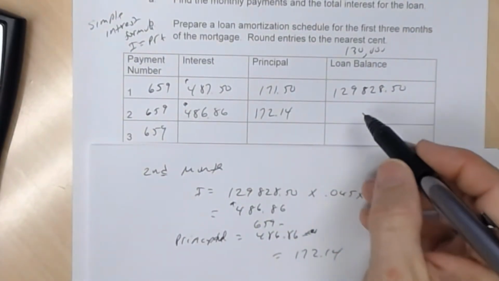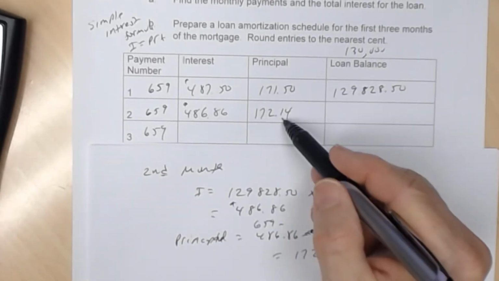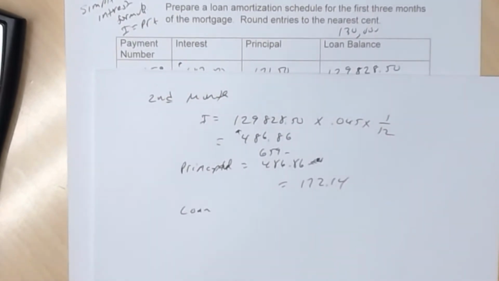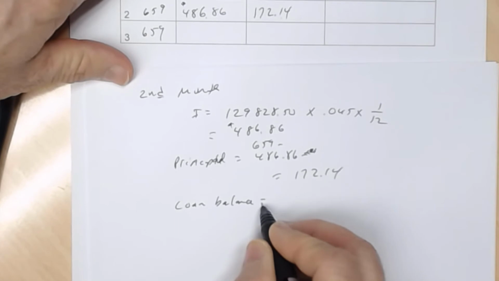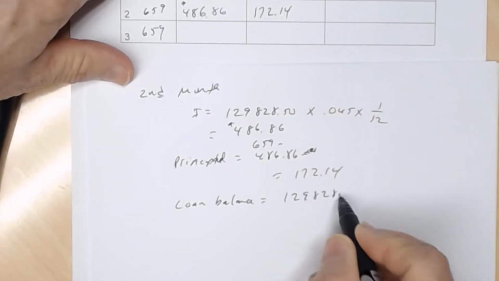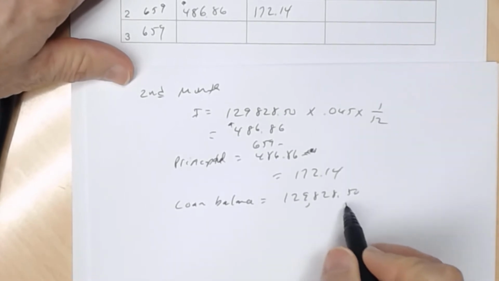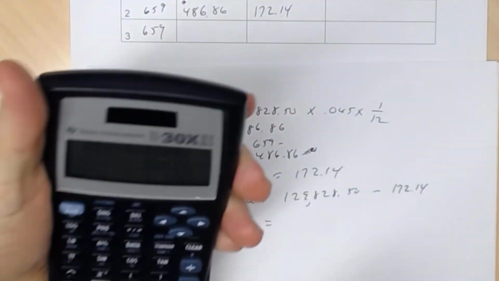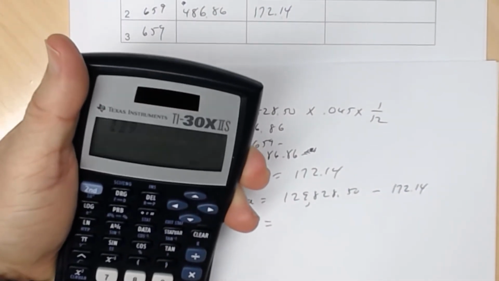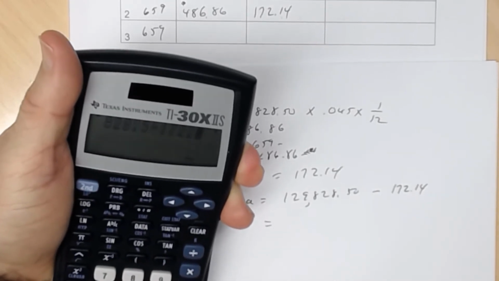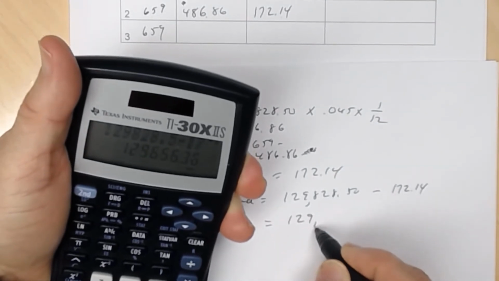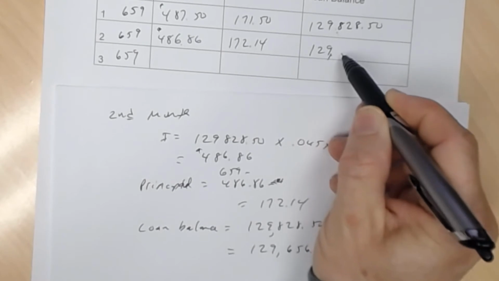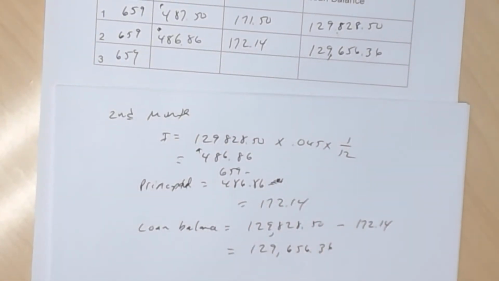Okay? All right, so then how do you find this? Well, you take that amount, subtract it from here. You understand? You take this, subtract it from this, and that gives you this. So the loan balance will equal $129,828.50 minus $172.14, and that's going to equal, all right, so let's do that. 129,828.5 subtract 172.14 equal $129,656.36. So that goes here. Okay? Now let's do one more month.